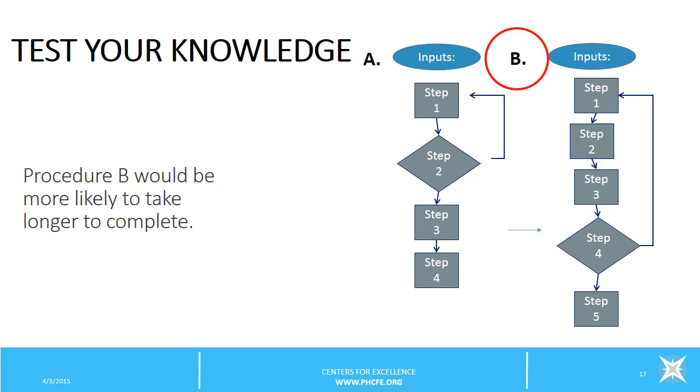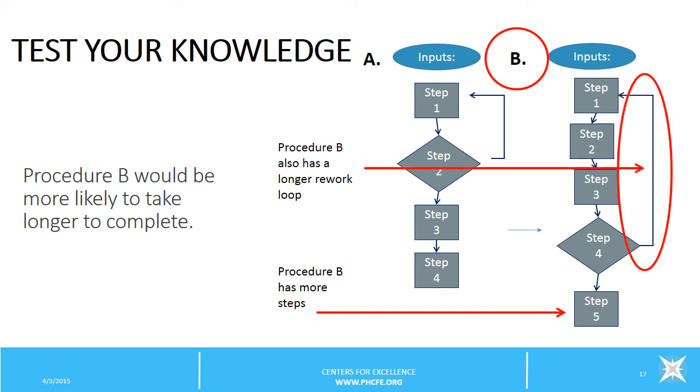If you answered B, you'd be correct. Procedure B would take longer to complete for several reasons. First, procedure B has more steps, so it's likely to take a little bit longer. But second, procedure B also has a longer rework loop. What does that mean? It means that if an input has to go through the decision step and maybe it's incomplete, it has to go all the way back to step 1, then revisit step 2 and 3 before it hits the decision step again.